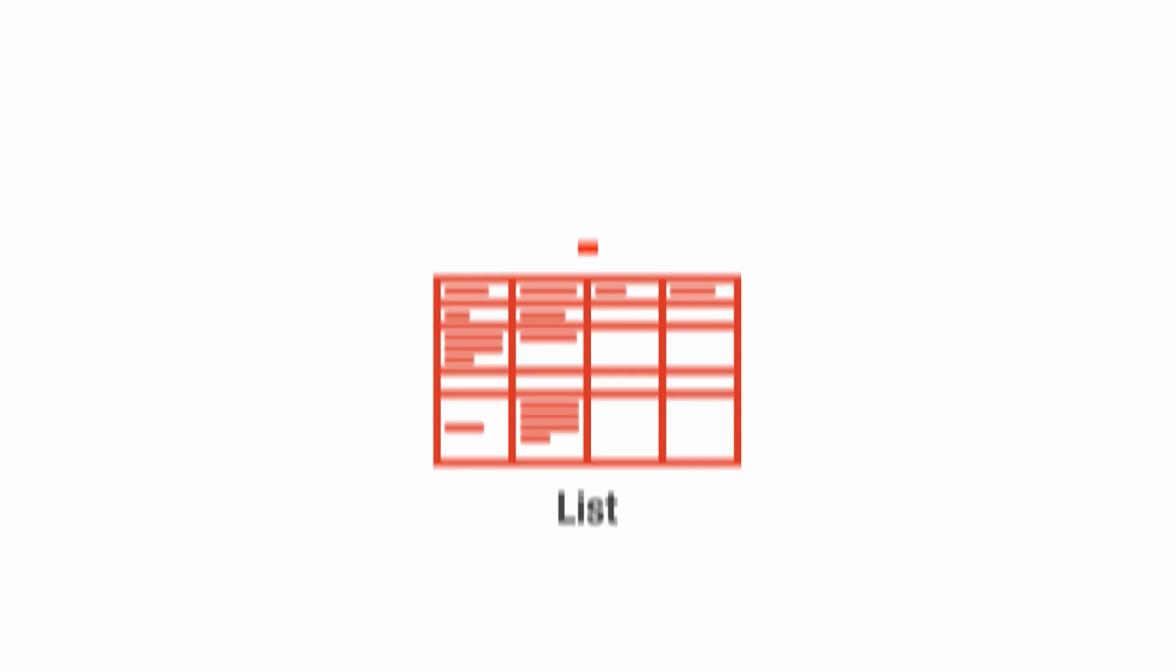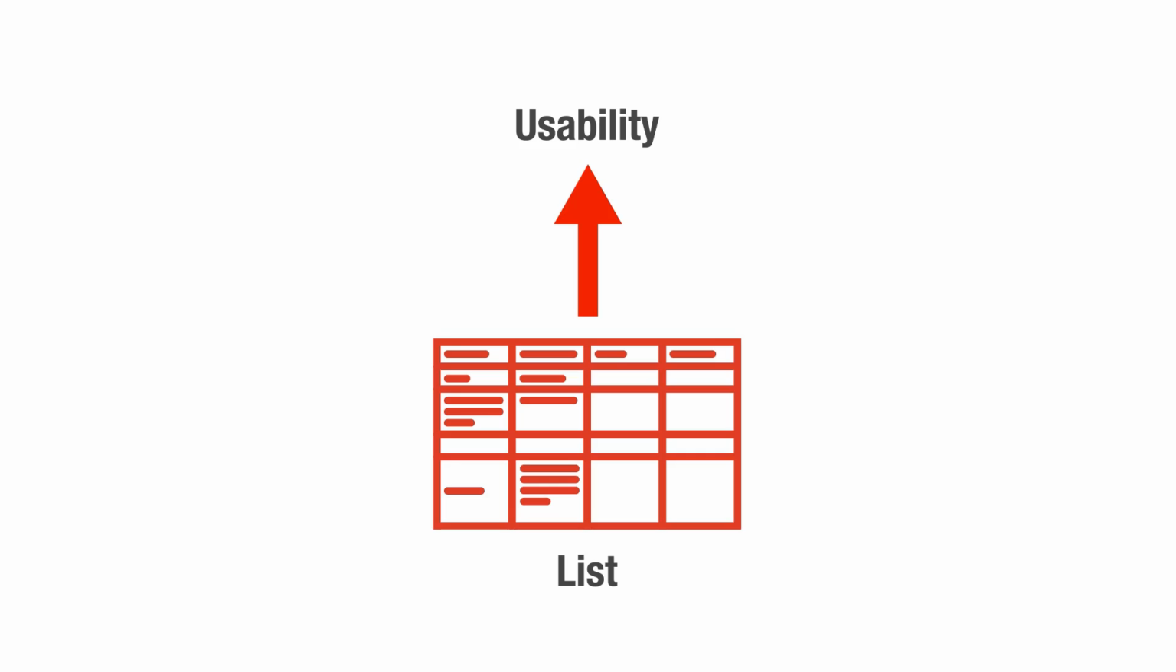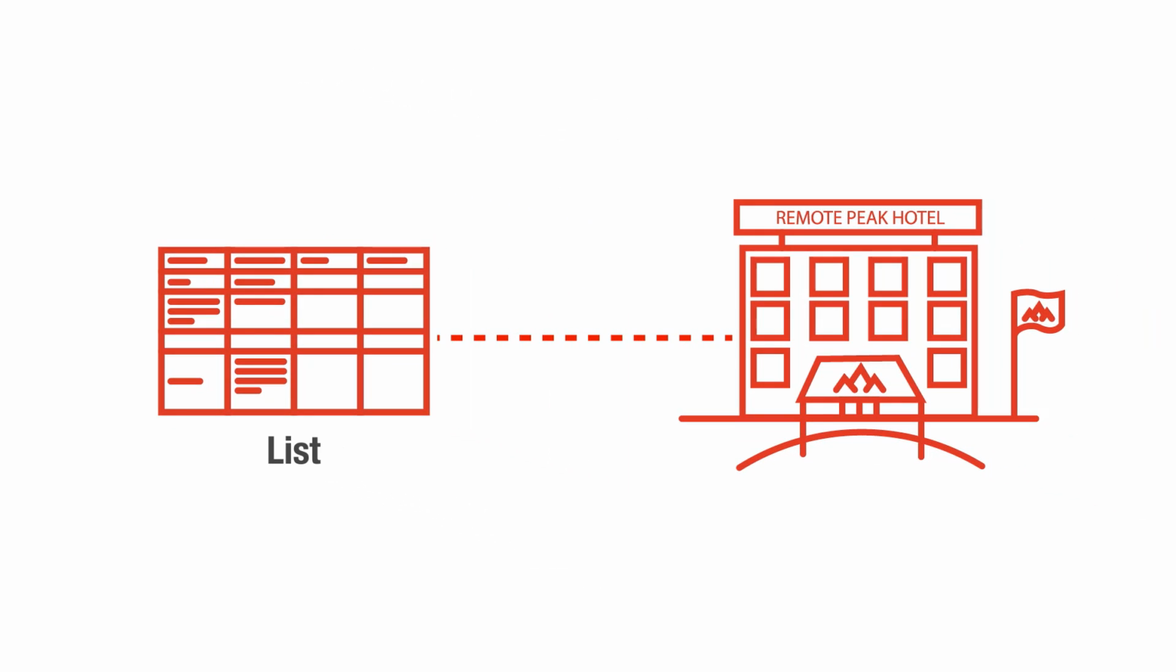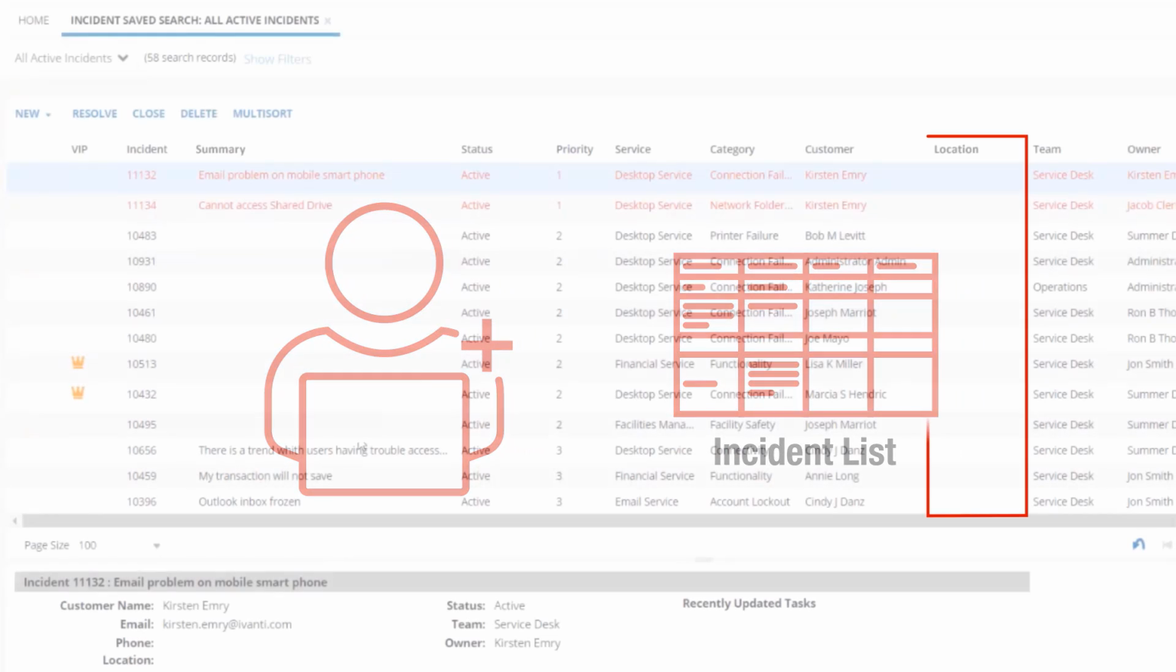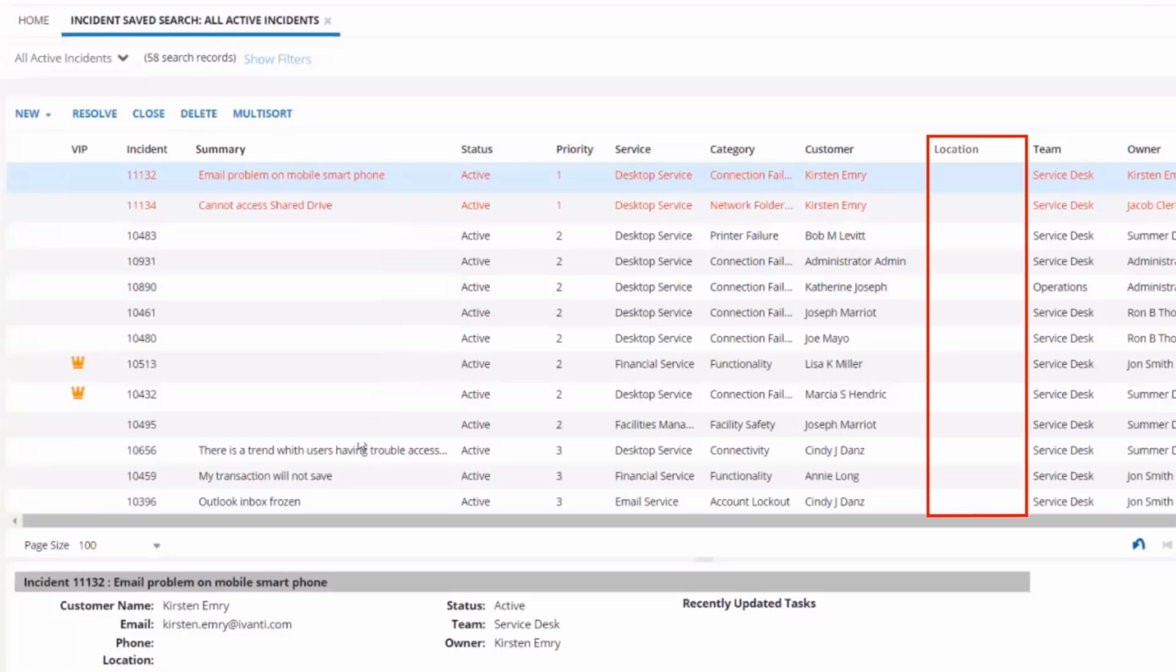Looking to improve the usability of incident lists to better match the needs of remote peak hotels service desk team, Wren needs to make the following modifications to the list used in the incident workspace. Remove the location column. Add a department column and make this column groupable and sortable.